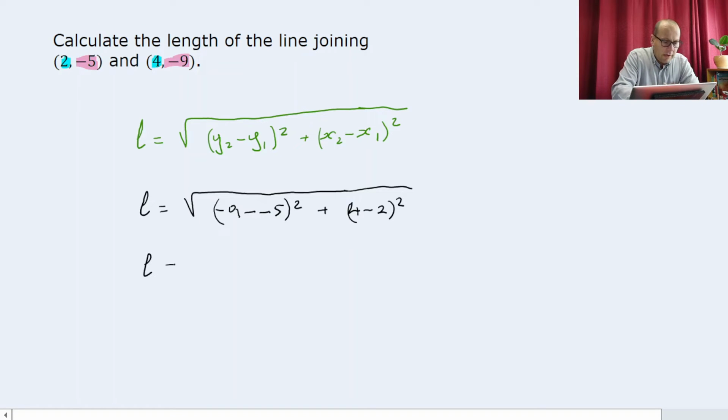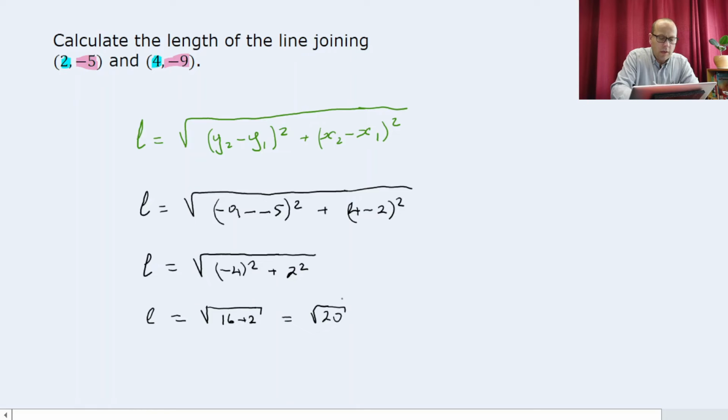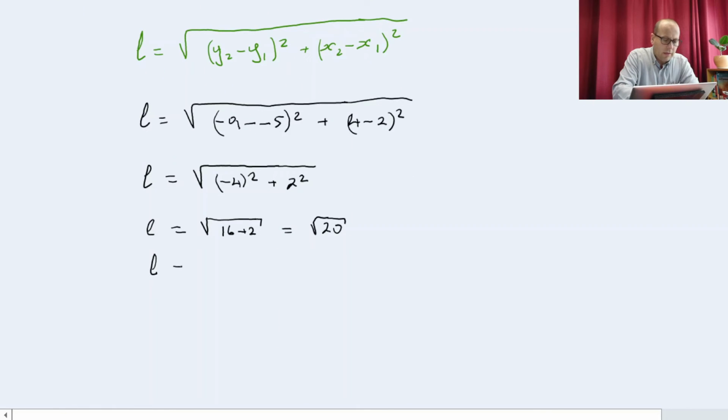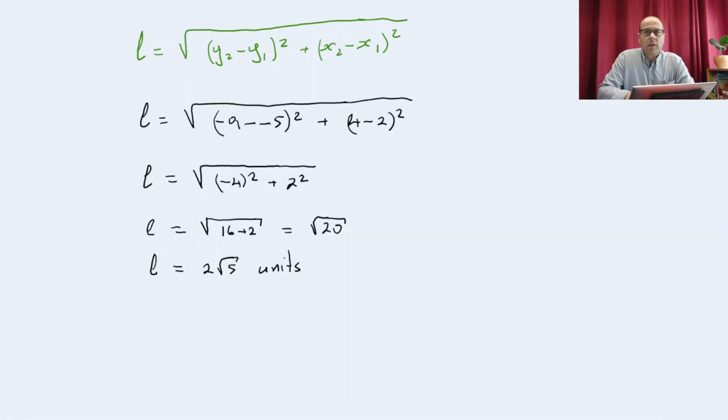So the length of line L is equal to the square root of (-9 plus 5), which is -4, squared, plus 2 squared. That is 16 plus 4, which is equal to the square root of 20. The length L is 2 root 5 units. The formula for the length of a line is not given in the exam, so please learn it.